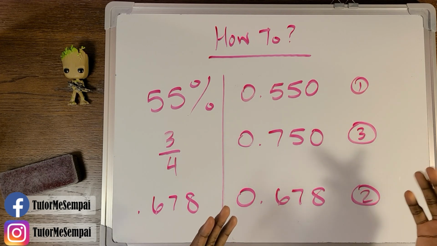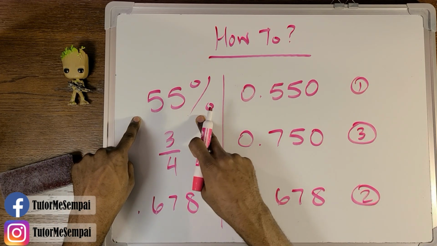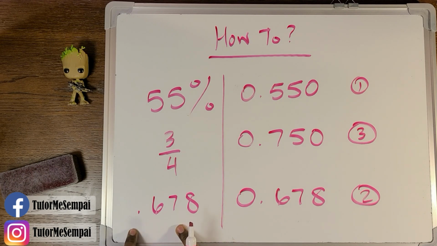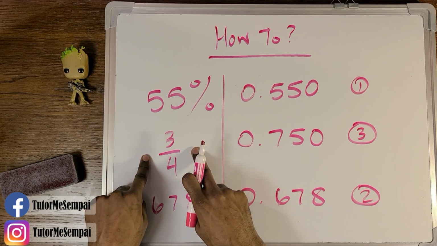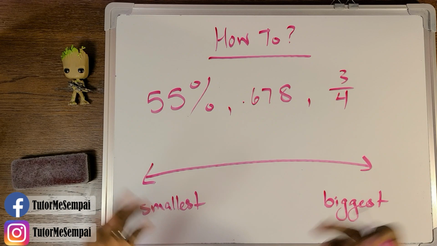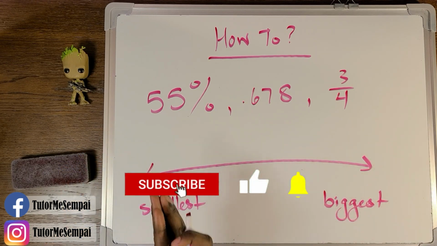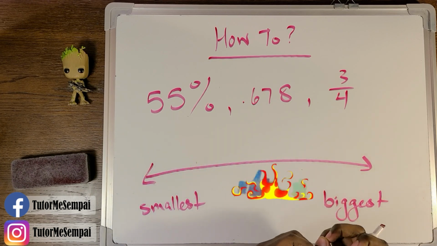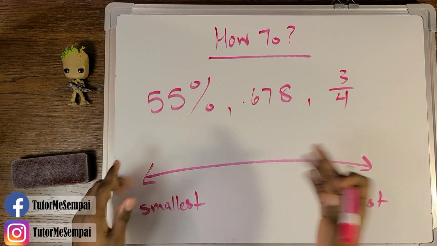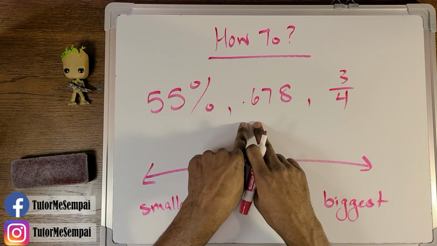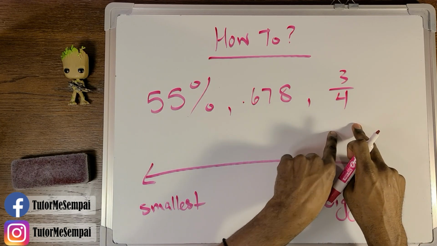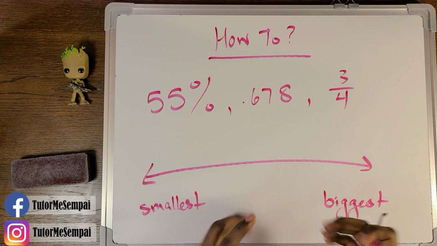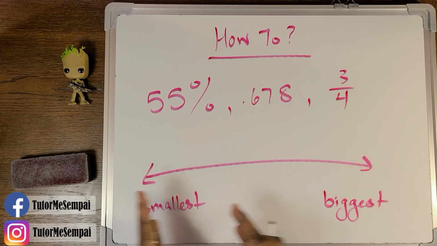So if we had to order this, it would be 55%, 0.678, and 3/4. So let's rewrite this in the correct order. When writing our answer, remember we always want to use the original forms. We only use the decimal form to figure out the order. But now that we've figured out the order, it's 55%, 0.678, and 3/4. We know that this is going to be our original order from smallest to biggest.